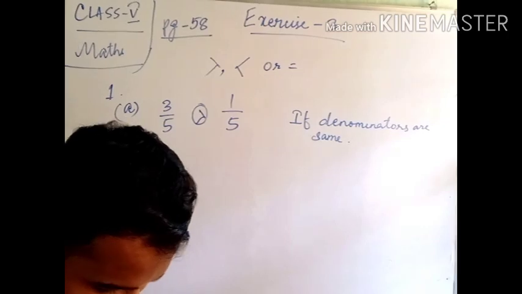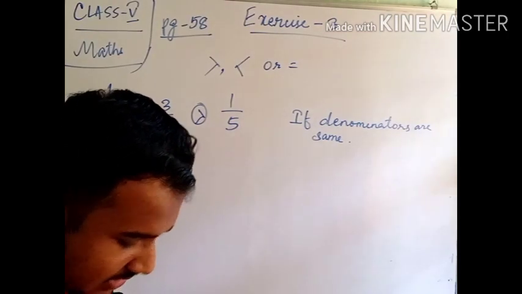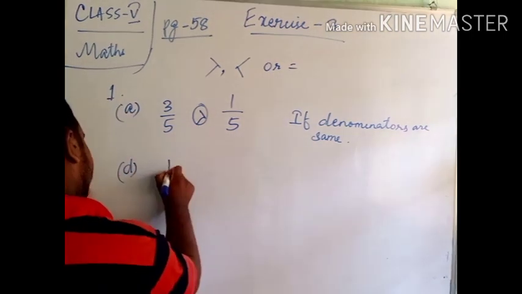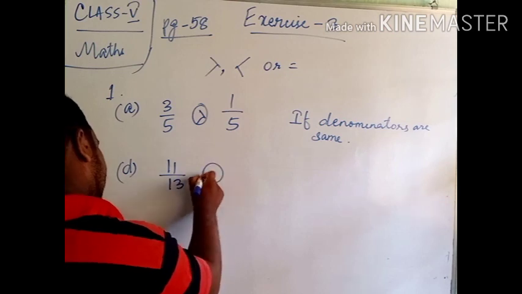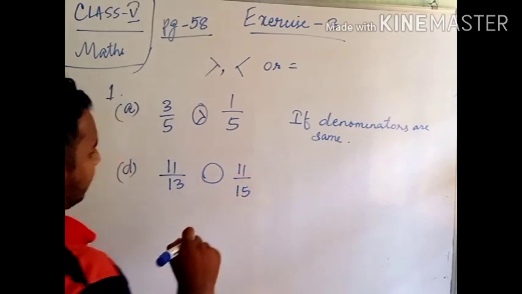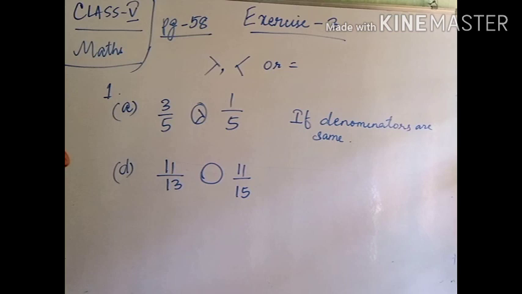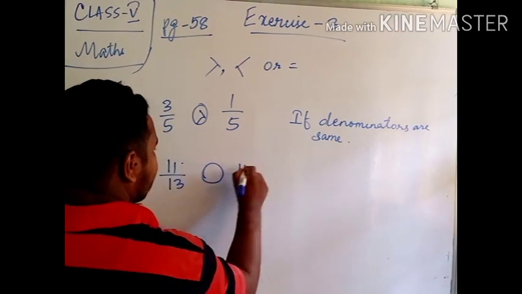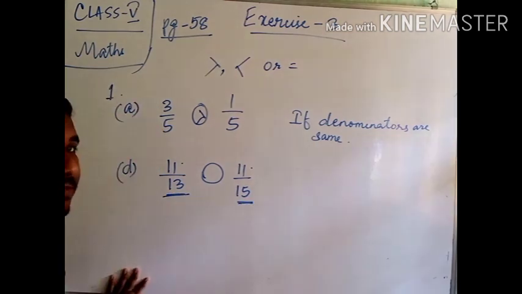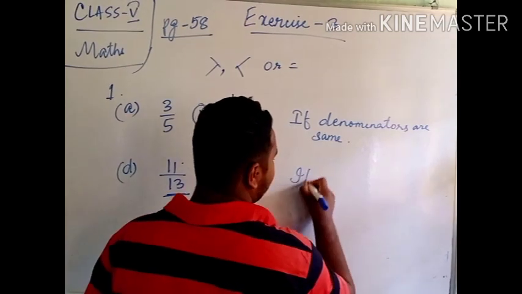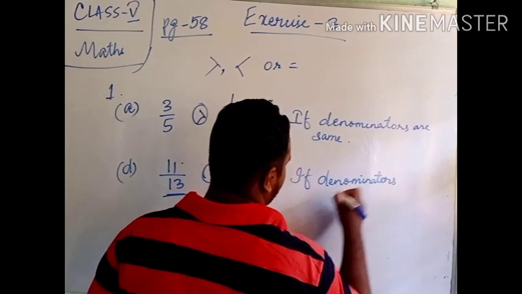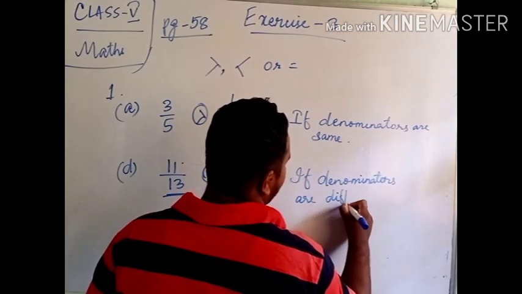Look at the D number question. 11 by 13 and 11 by 15. Now see here, the numerators are the same, but only the denominators should be the same, and here the denominators are different. If denominators are different, what do you have to do?